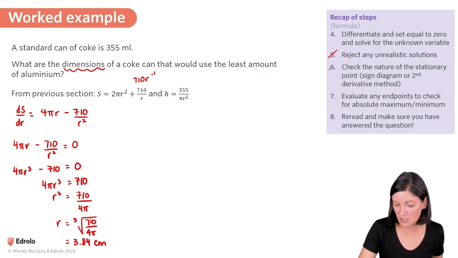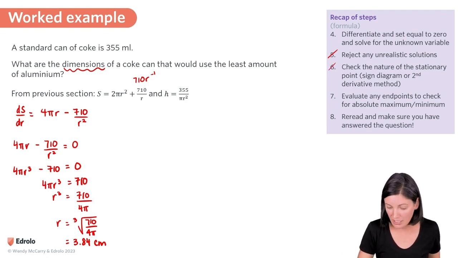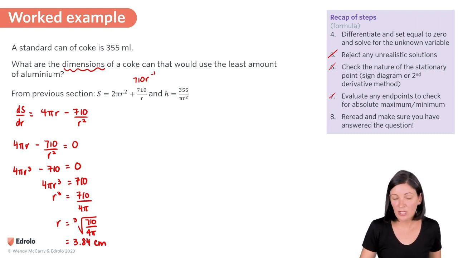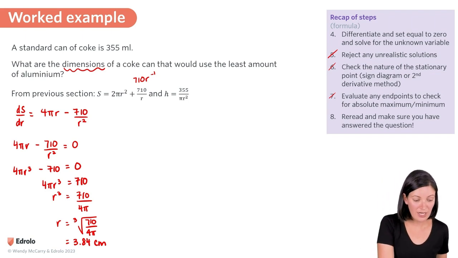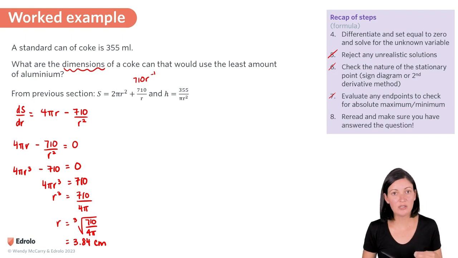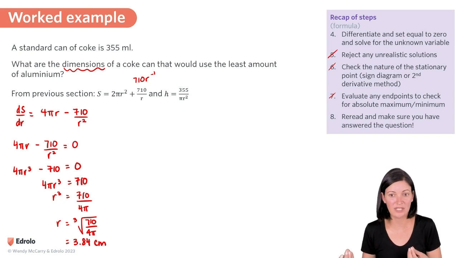We don't need to do this because we've been told we're looking for a minimum, and we don't have any endpoints in this case to evaluate. So really, we just need to go back to number 8 and make sure we've answered the question. Now, the question asks me for the dimensions of a Coke can. So the dimensions would be both the radius and the height. So the next thing I need to do is just go ahead and work out the height.